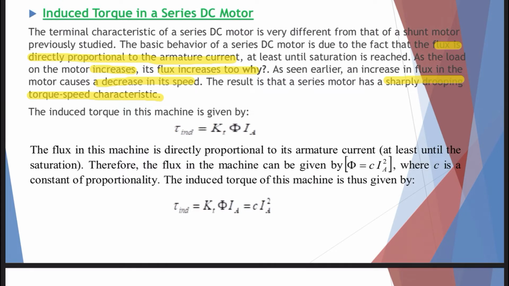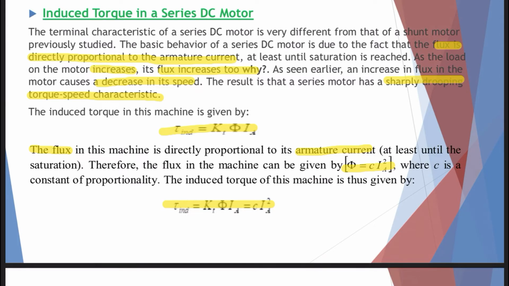The induced torque in this machine is given by this equation, guys. Torque induced equals K flux IA, K constant, flux multiplied by the armature current. The flux in this machine is directly proportional to the armature current, at least until saturation. Therefore, the flux in the machine can be given by flux equals C IA squared, where C is a constant of proportionality. The induced torque of this machine is thus given by torque induced equals C IA squared.